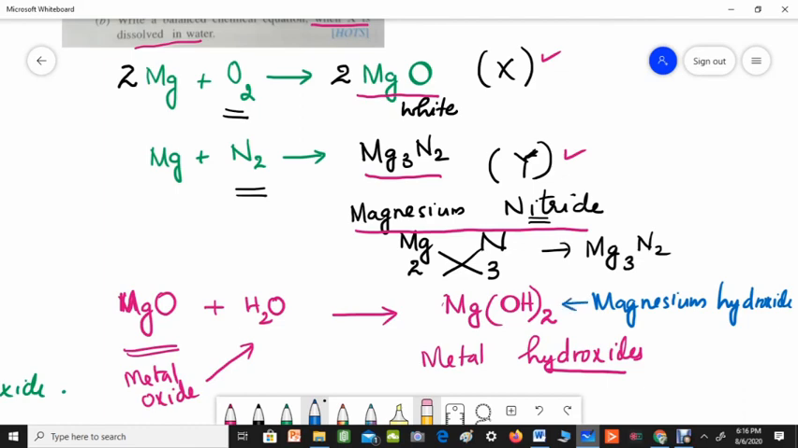Now, when magnesium burns in air, you will get magnesium oxide, which is white in color, along with light. And the burning magnesium continues to burn if you allow it in an atmosphere of nitrogen, and you will get magnesium nitride, that is the Y product. And when magnesium oxide is dissolved in water, magnesium hydroxide is obtained.